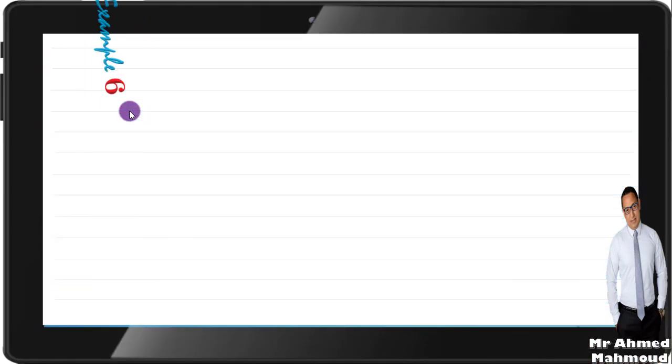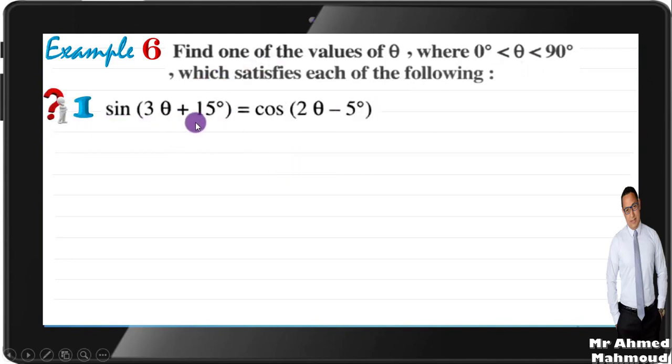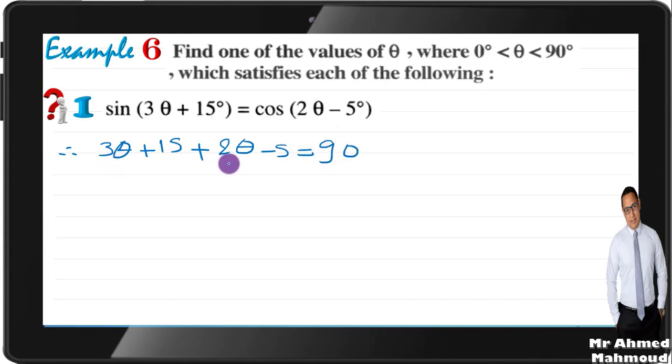Example 6. In this example, find one of the values of theta where theta belongs to 0 to 90. Since theta belongs to 0 to 90, theta must be an acute angle. Here we have sine of this bracket equal to cosine of this bracket. When sine and cosine are equal, then the sum equals 90. Therefore, 3 theta plus 15 plus 2 theta minus 5 equals 90. Here we have 3 theta and 2 theta, which equals 5 theta.